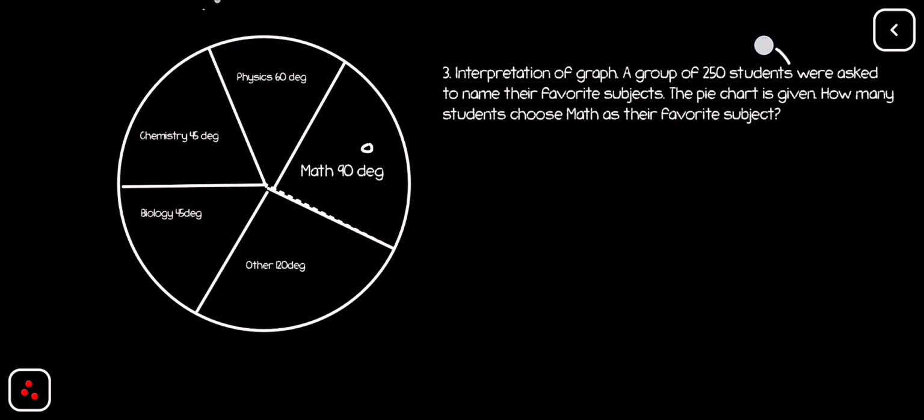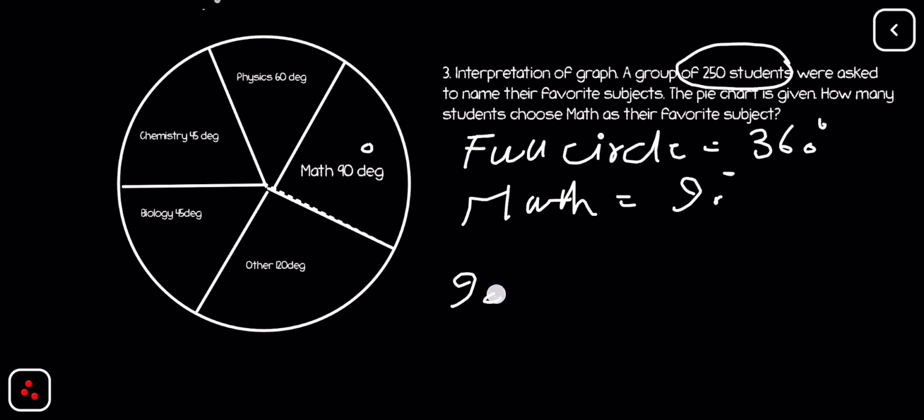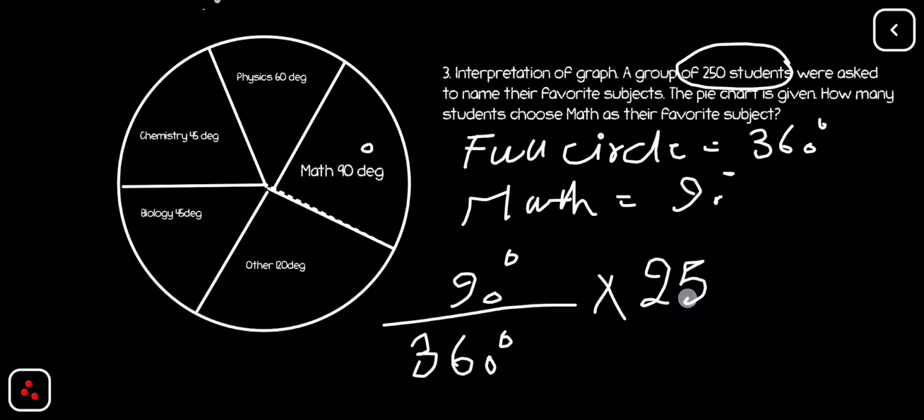So we have the number of students. The whole is 250 students. So how can we find it? We know that a full circle is 360 degree, and the math degree is 90. So we have a formula: the portion that you want, so we have math, divided by the full circle degree, which is 360 degree, and then multiplied by the number of whole students, which is 250 students.